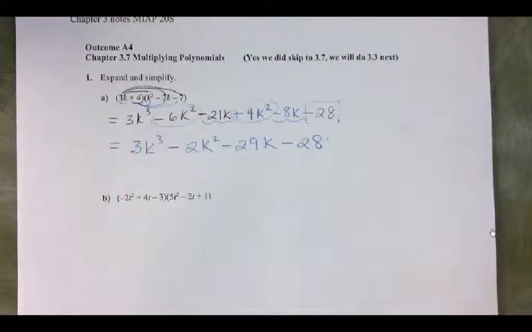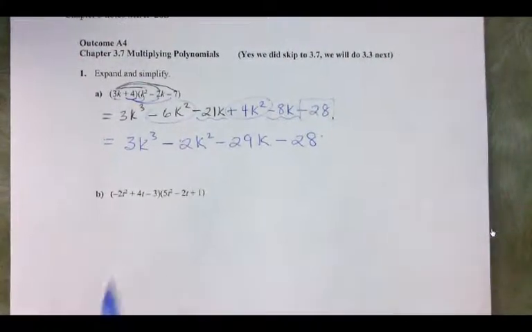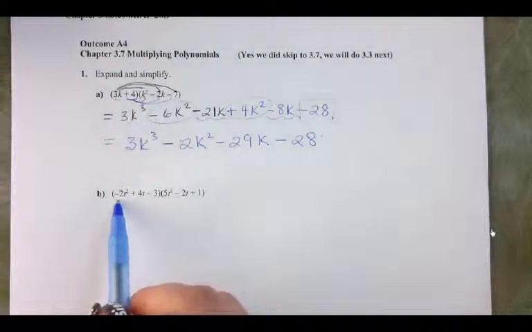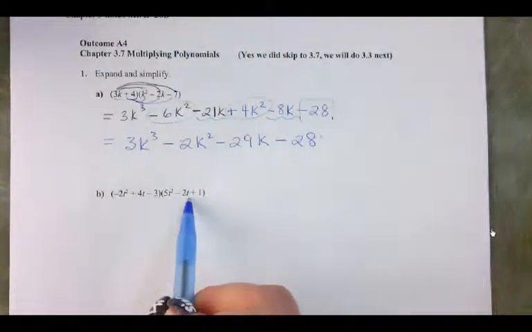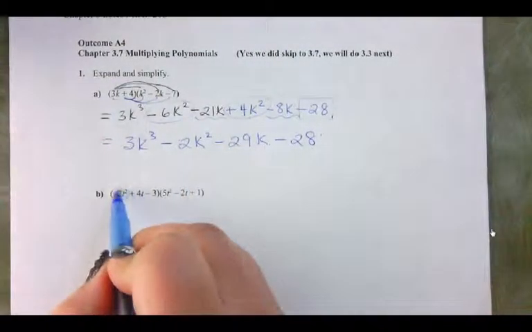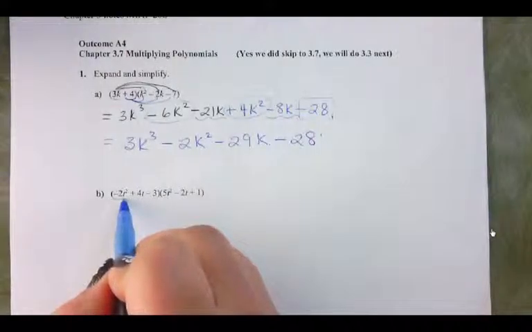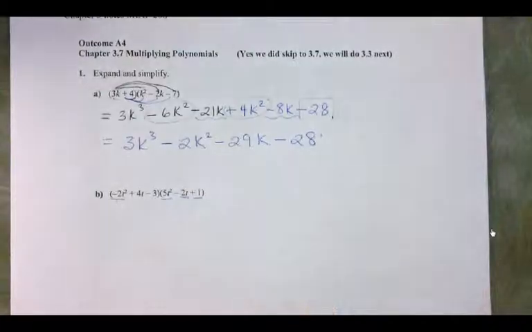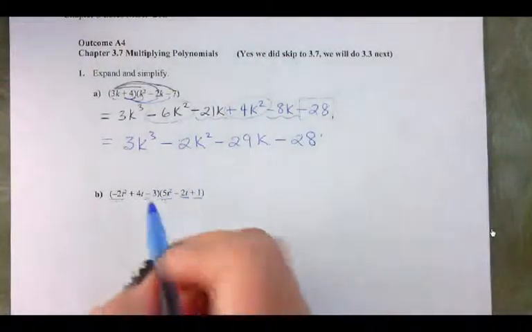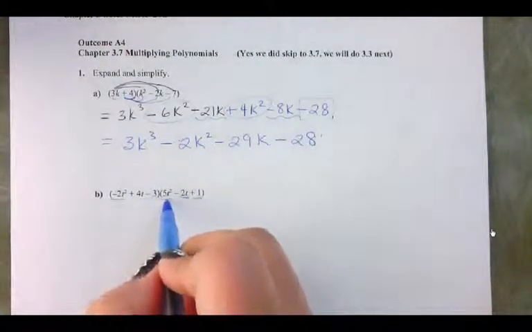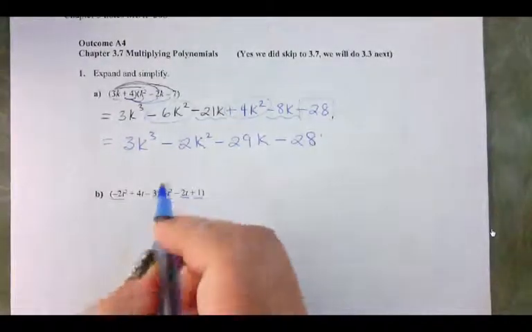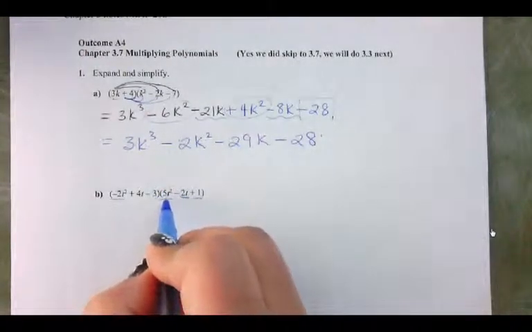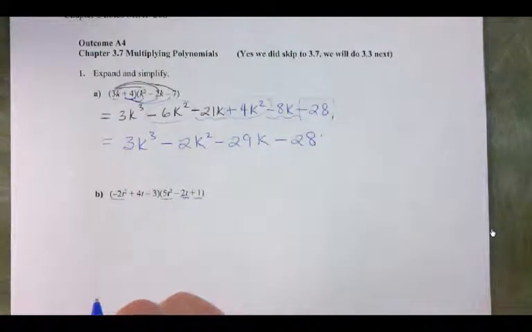All right. Now this one here, you've got a trinomial and a trinomial, so it's going to be even longer. Okay? So we're going to take this negative 2t squared and multiply it by every guy in this second bracket. And then we're going to take the 4t and multiply it by every guy in the second bracket. Then we're going to take the negative 3 and multiply it by every guy in the second bracket.